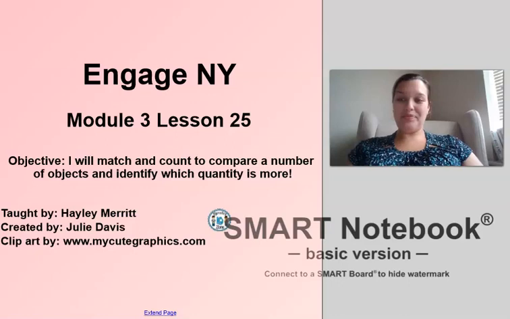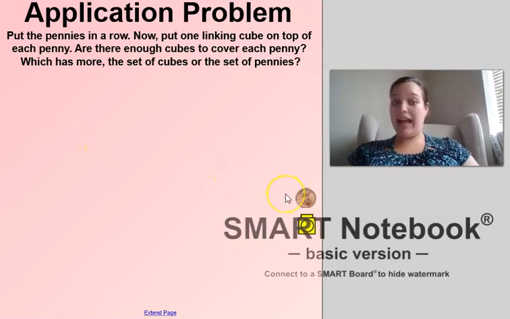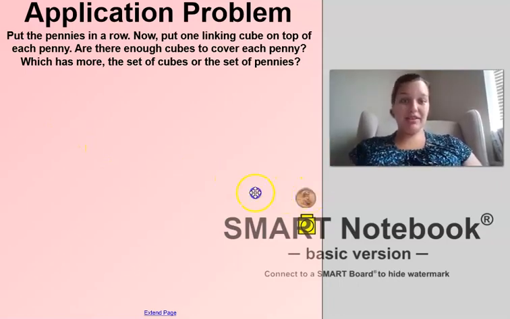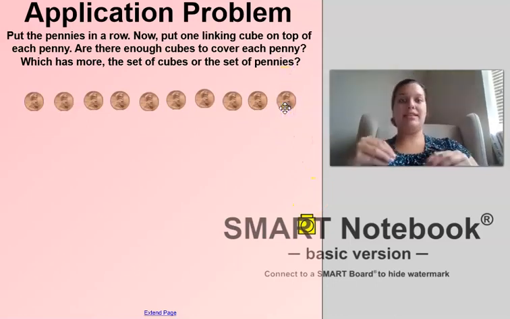Okay? To warm up our brains today, we are going to put our pennies in a row. And I do not know how many pennies are here. So let's see how many pennies they gave us. Let's count. 1, 2, 3, 4, 5, 6, 7, 8, 9, 10. So they gave us 10 pennies.